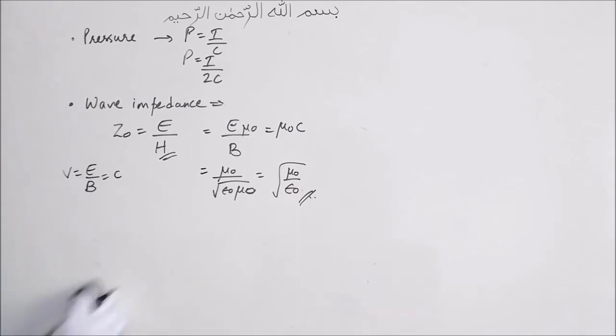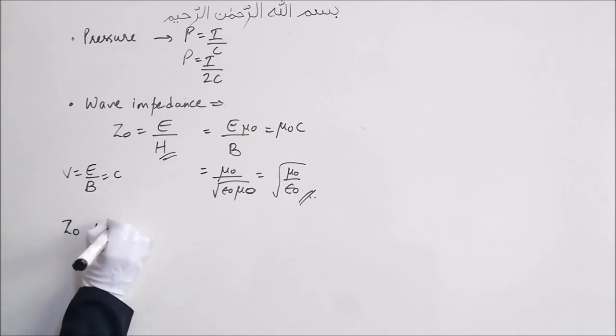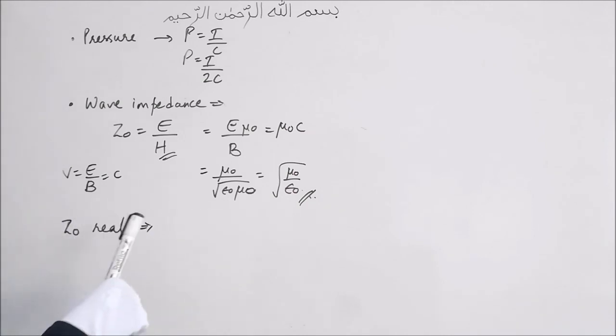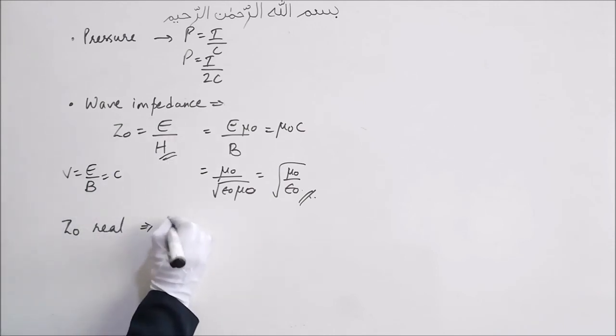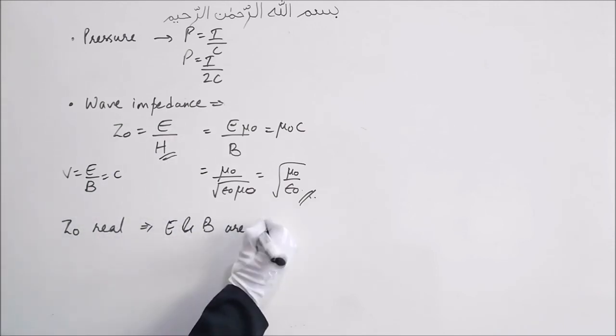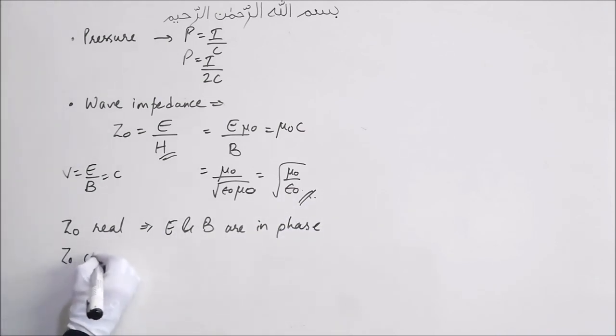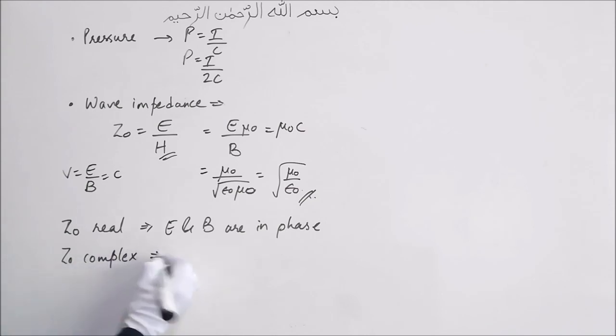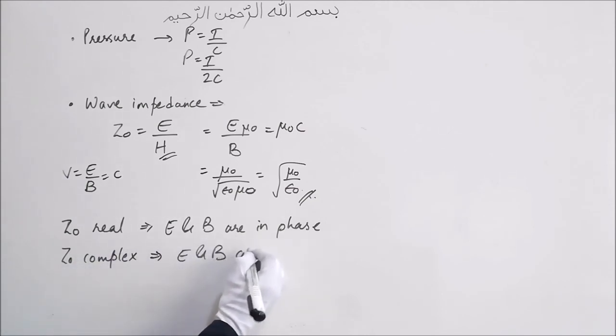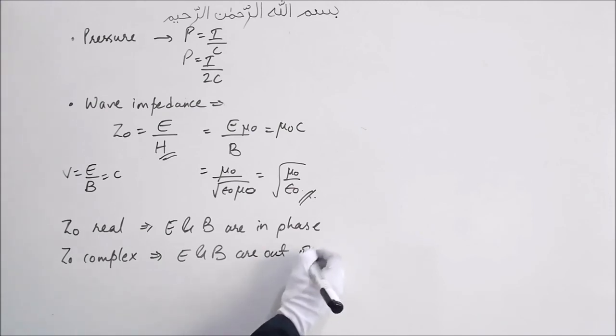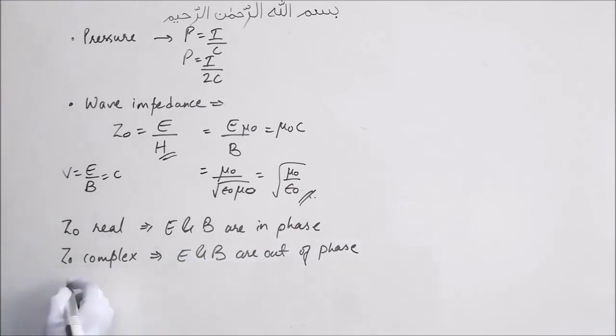Here there are three cases that arise. The first case is if Z0 is a real quantity, then E and B are in phase with each other. If Z0 is a complex quantity, then E and B are out of phase. And if Z0 is a purely imaginary quantity, then there is no propagation of the wave.